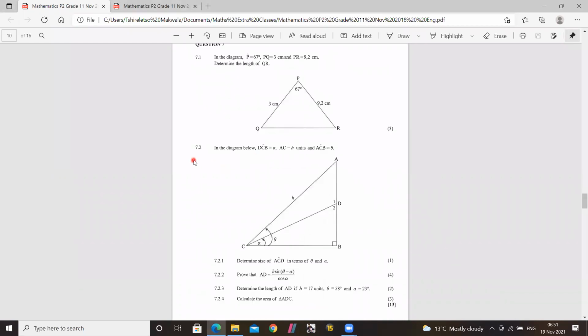So 7.2, it says in the diagram below, DCB is equal to alpha, then AC is equal to H, and ACB is equal to theta. Then the first question is 7.2.1. It says determine the size of ACD in terms of theta and alpha. So ACD is this angle here. So the size of this angle is theta minus alpha. Why? Because this whole angle is theta and this one is alpha. So this small one will be theta minus alpha.